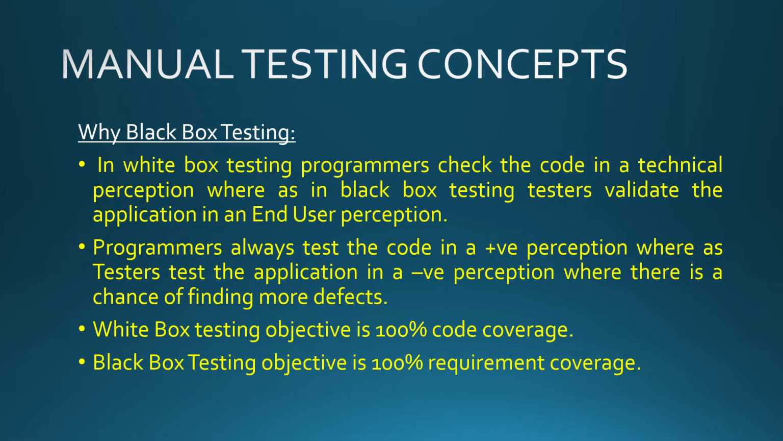As we already saw, in white box testing programmers check the code in a technical perception, whereas in black box testing testers validate the application in an end user's perception. What they developed as code, they check in a technical perception, whereas testers in black box testing validate the application in the form of the end user's mind or the end user's perception.